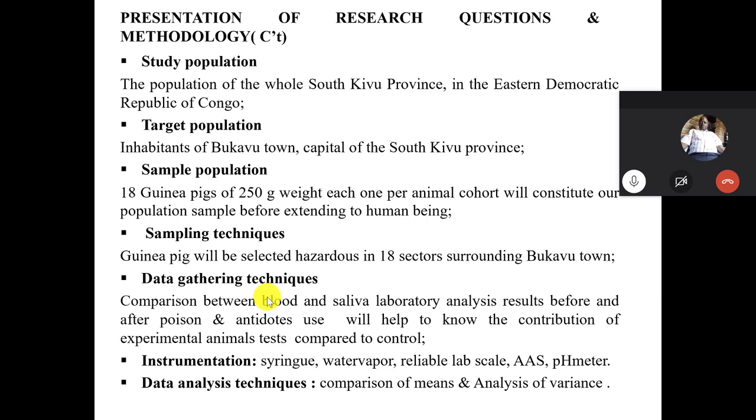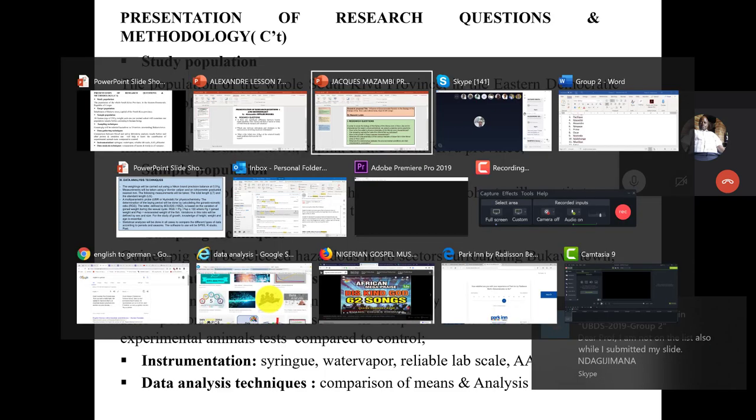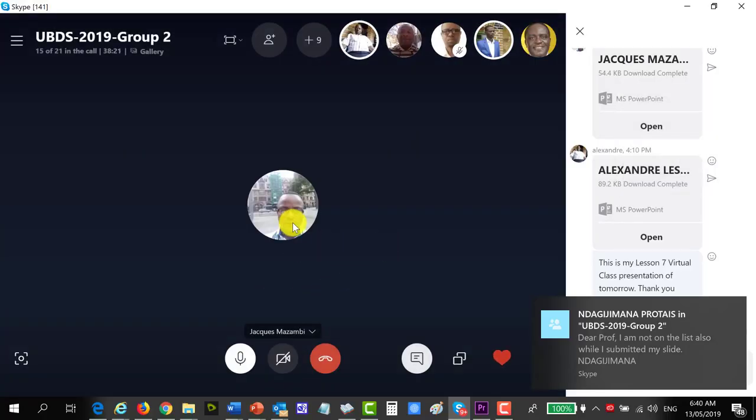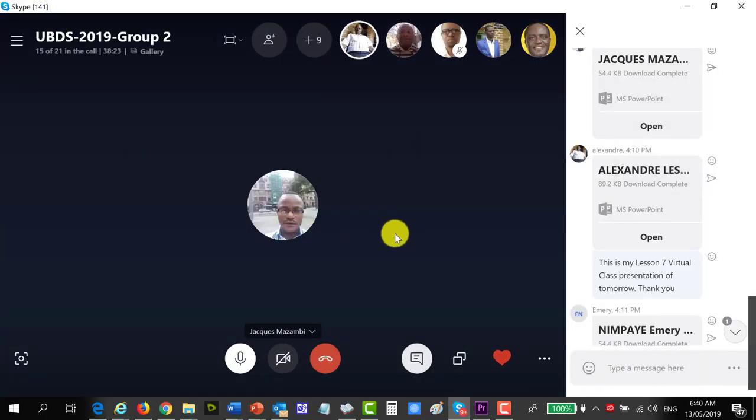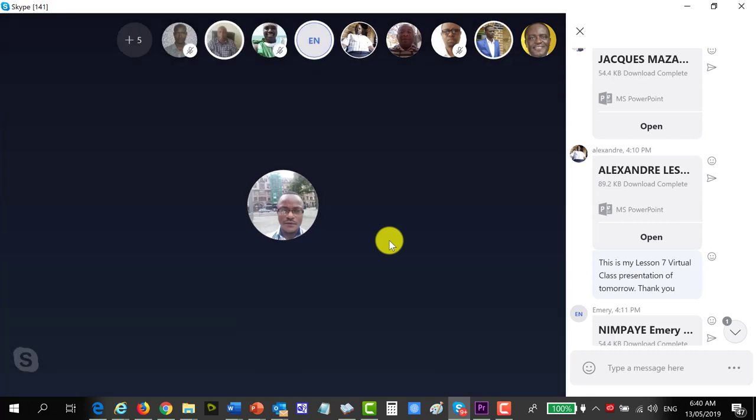After getting the blood pH and saliva pH from animals, now we will extend this result to human beings because it is not allowed to use people before testing on animals. And as data analysis, we will compare means and we also compare variances. We use ANOVA and Student's t-test to compare different values and then extend to people. Thank you very much.